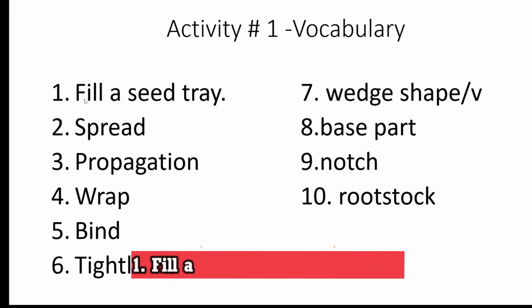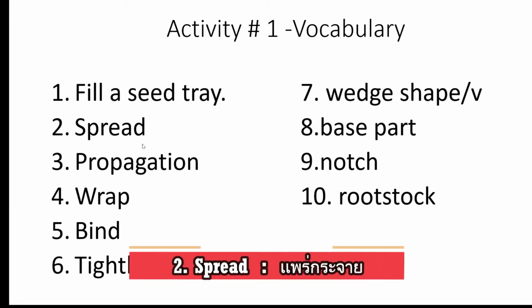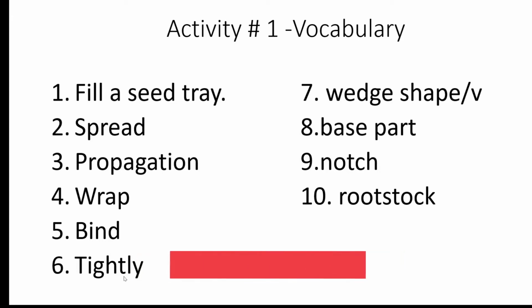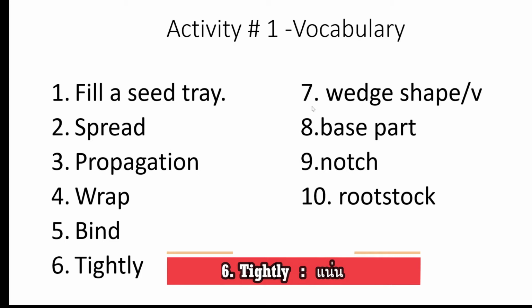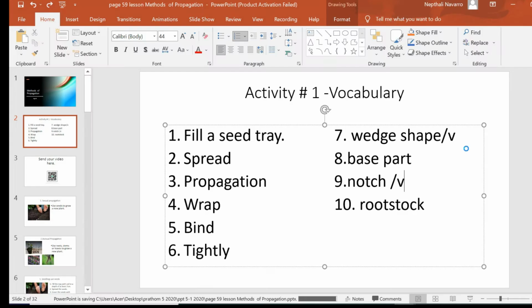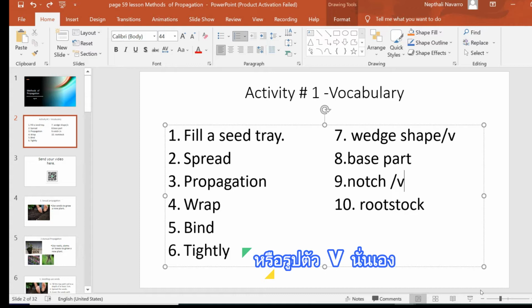Number 1, let's read. Fill a seed tray. 2, spread. 3, propagation. 4, wrap. 5, bind. 6, tightly. 7, wedge shape, or V shape.